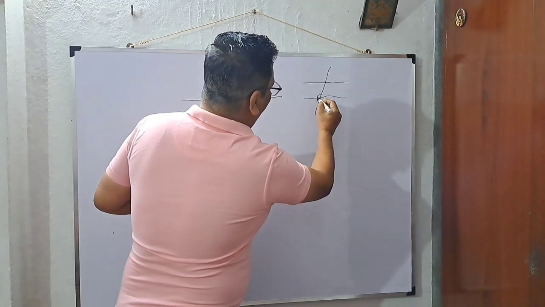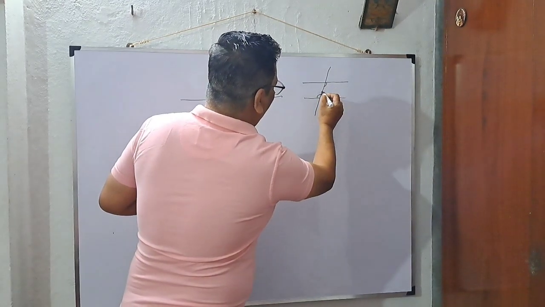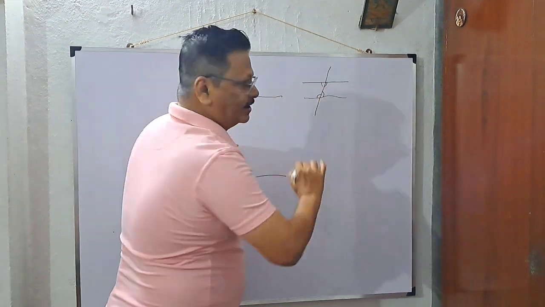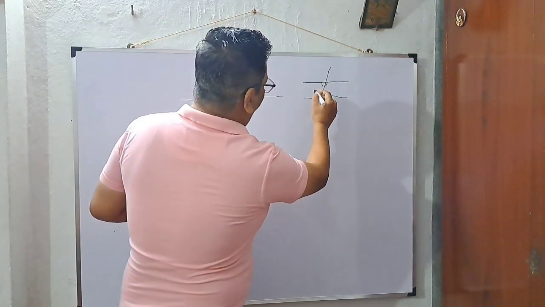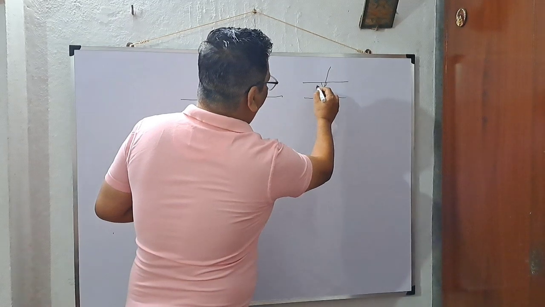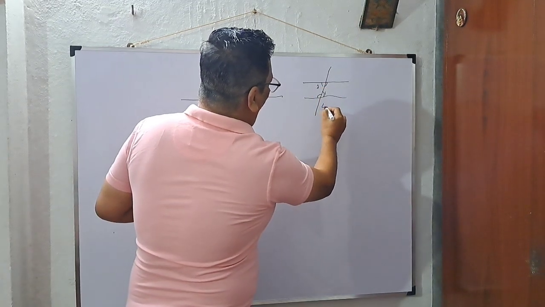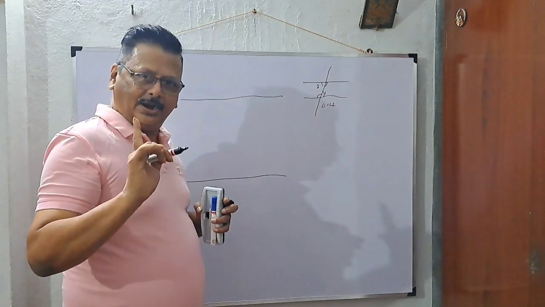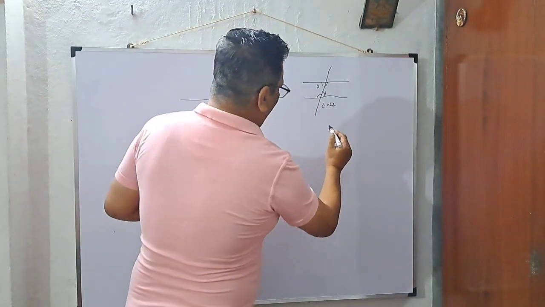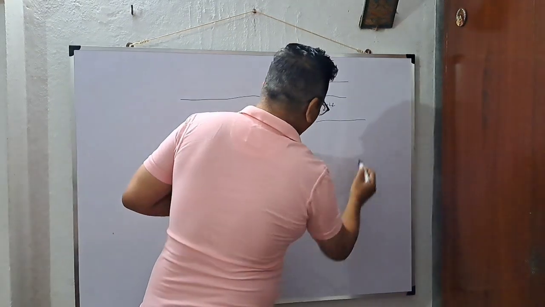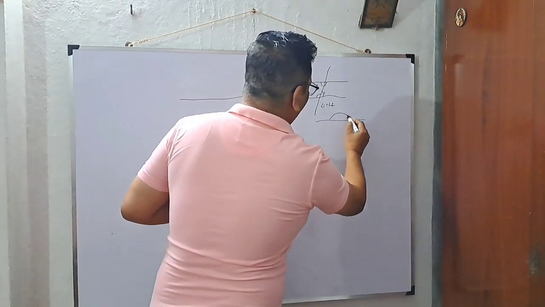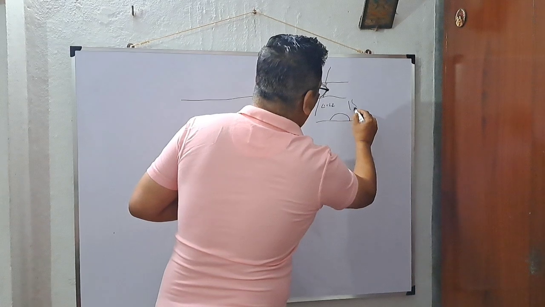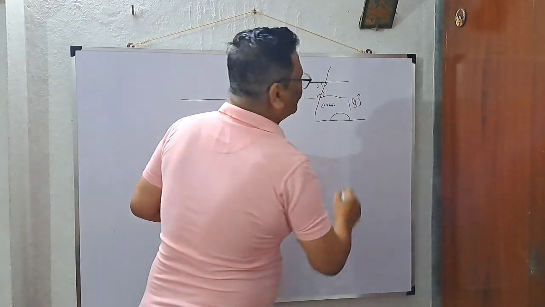This is called the alternate angle. This is also one interior, exterior alternate angles. Meaning thereby, if this is angle 1 and if this is angle 2, angle 1 is equal to angle 2. Understood? Correct? Now, also we know that if you have a straight line and you have a line like this, the total is 180 degrees.